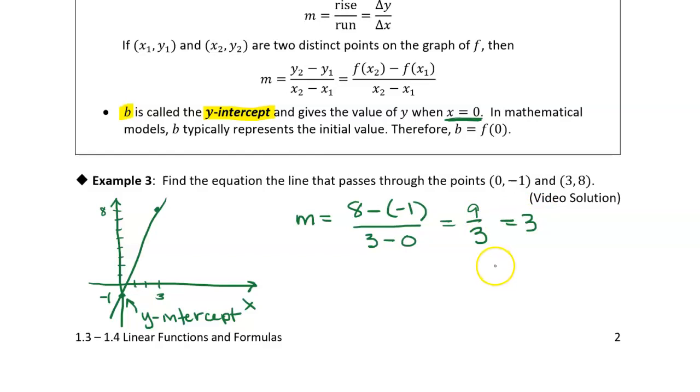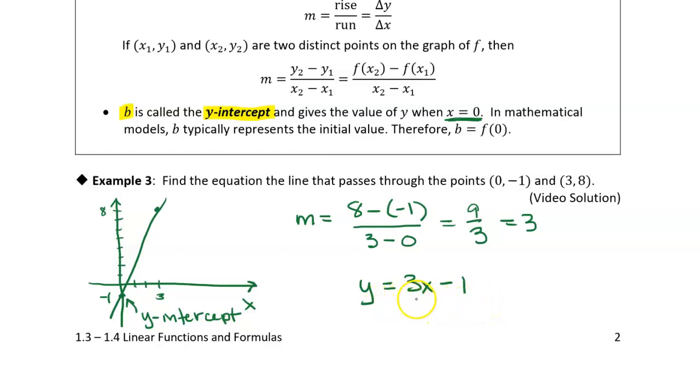Okay, so now that we have the slope and we know the y-intercept, we can just write the equation of the line. y equals mx plus b. So y equals 3x plus b, where b is -1. So y equals 3x minus 1. Okay, so there's an equation for the line.